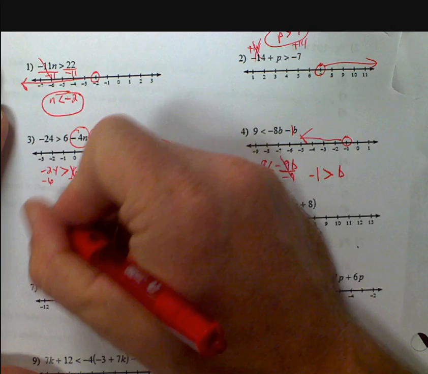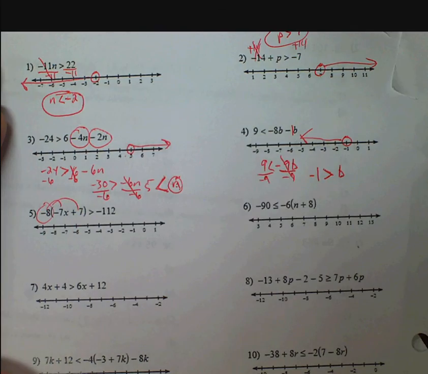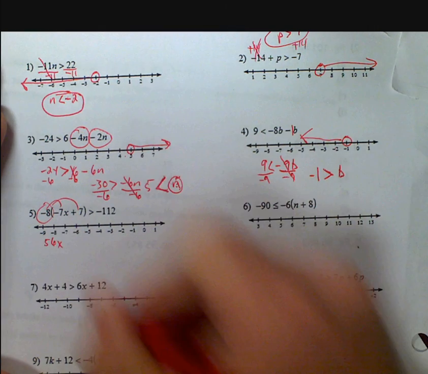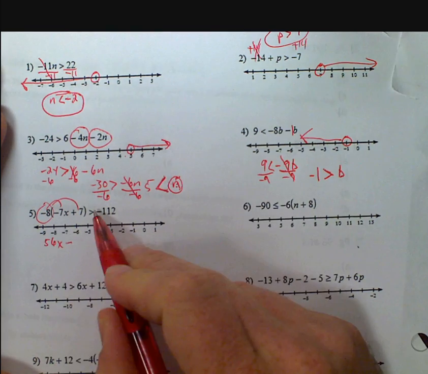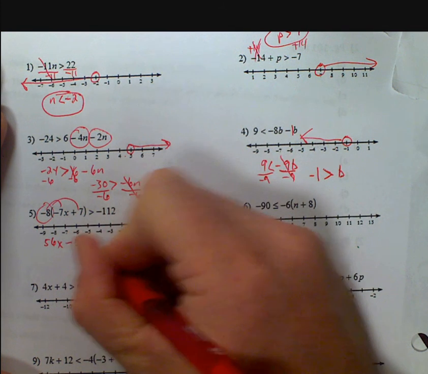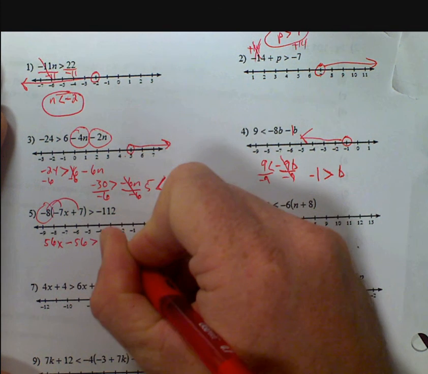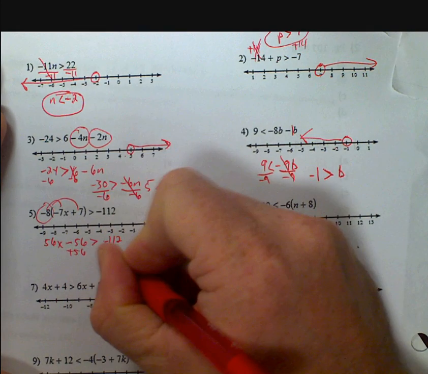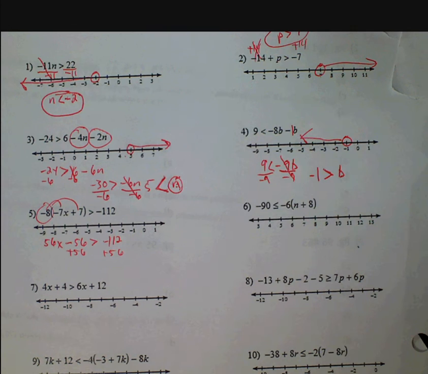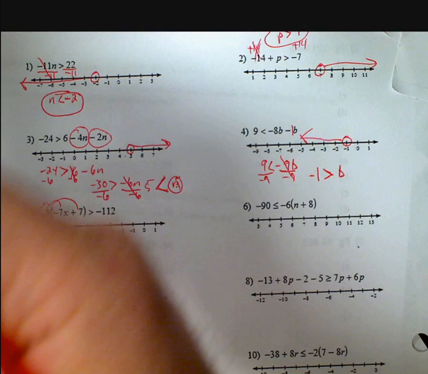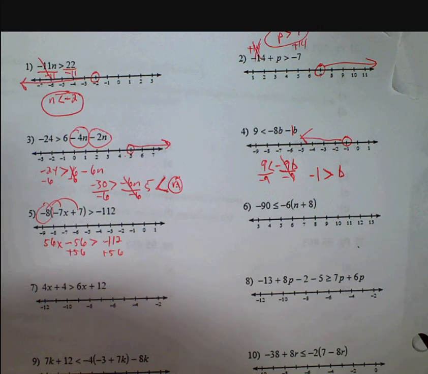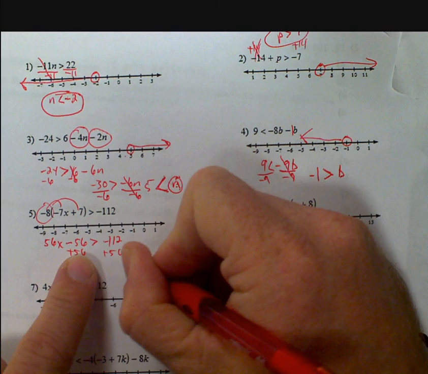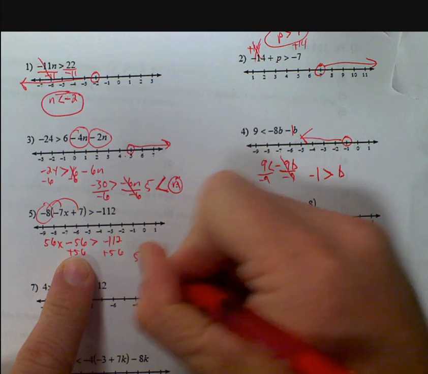On number 5, I distribute my negative 8. Negative 8 times negative 7 is positive 56x. Minus negative 8 times 7 is minus 56, greater than negative 112. I add 56 to both sides. So negative 112 plus 56 is 56, but negative because I'm more in debt.